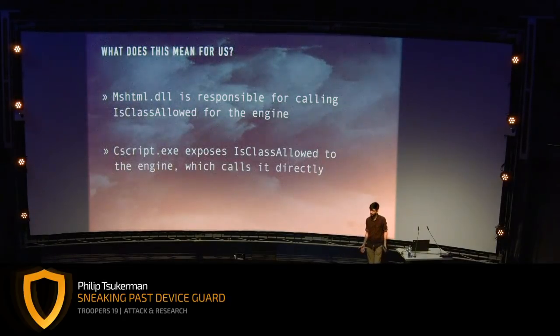MS-HTML says, well, I'm responsible for device guard. I'm going to call isClassAllowed each time somebody asks something about COM object safety. So this is my responsibility. While cscript says, well, here's a pointer to isClassAllowed. You're a bunch of adults. You could just use this pointer whenever you want to verify a class is allowed, and basically throws the responsibility on the scripting engine. Now, both of these approaches work because the function gets called eventually and everything is fine, as long as the scripting engine developers know of both approaches.